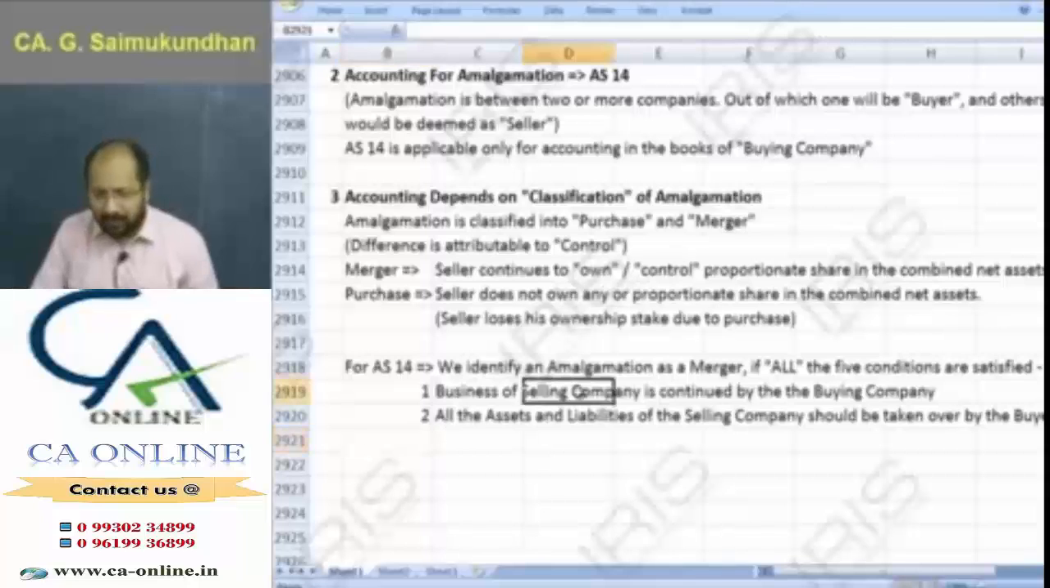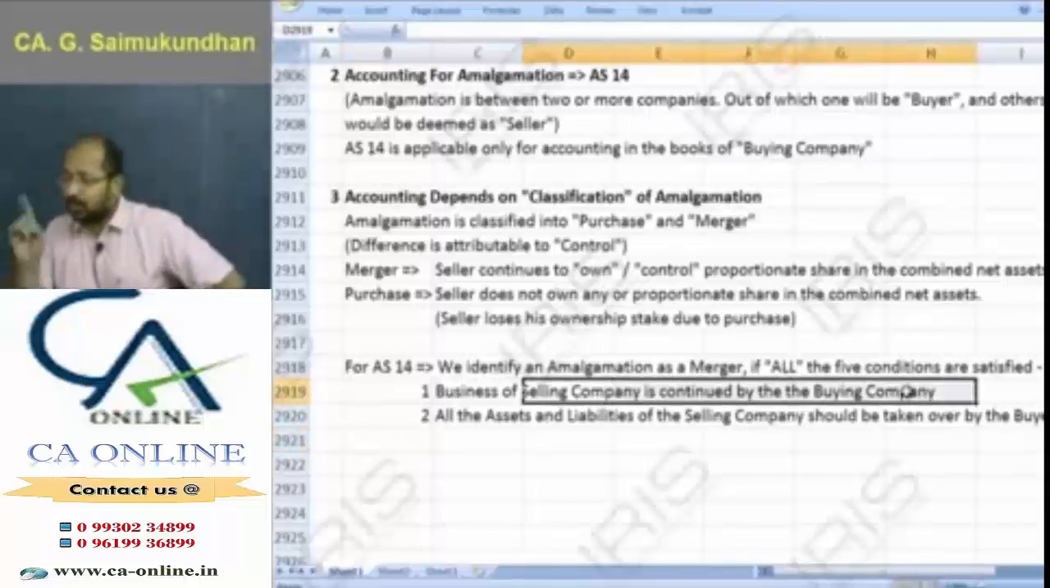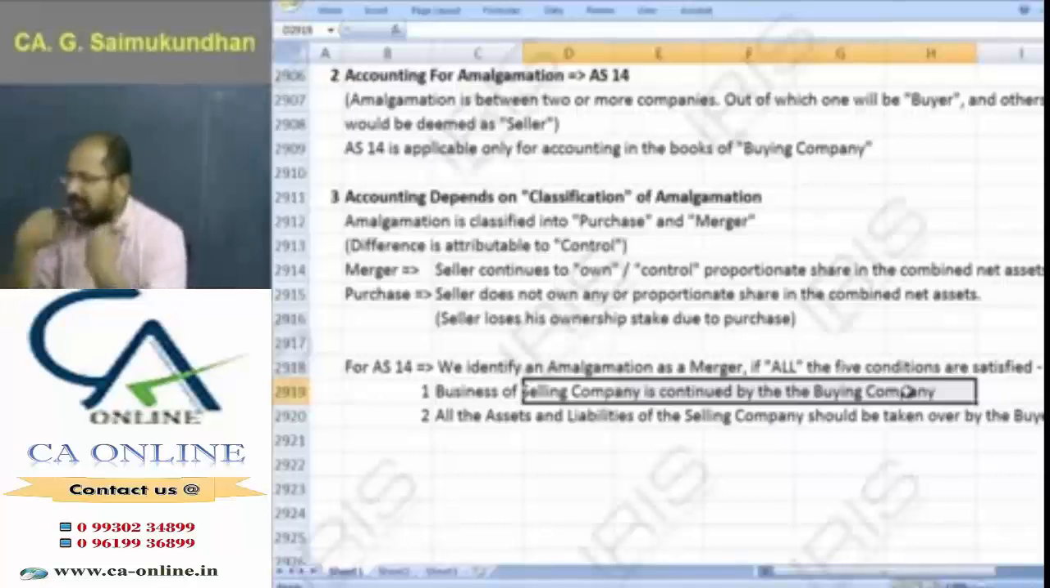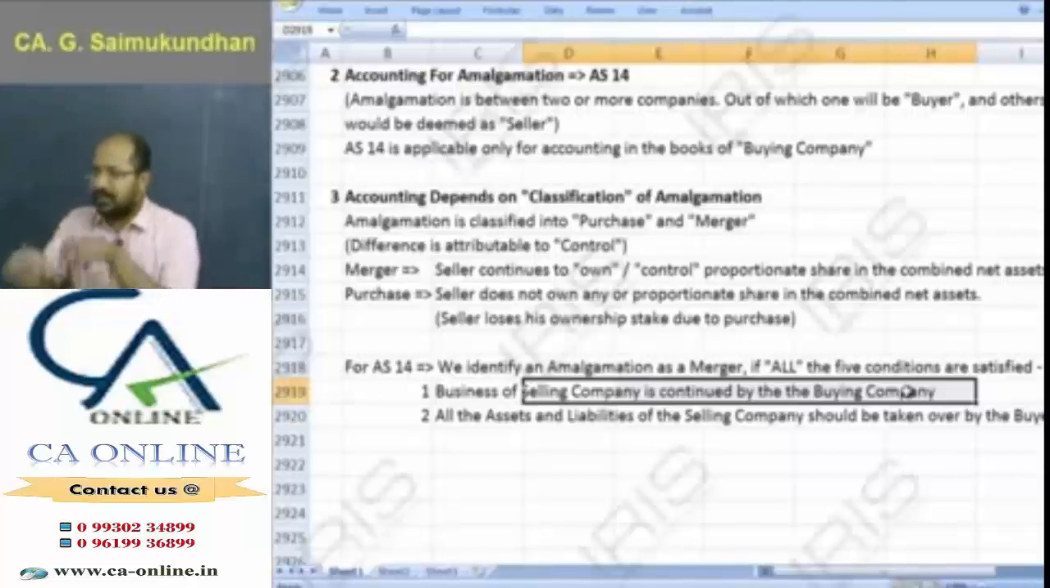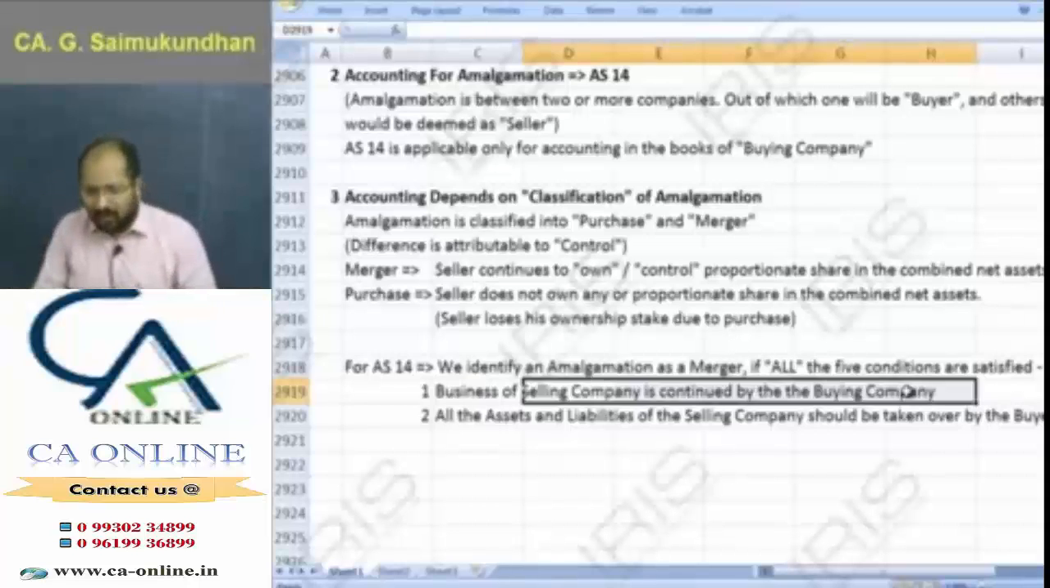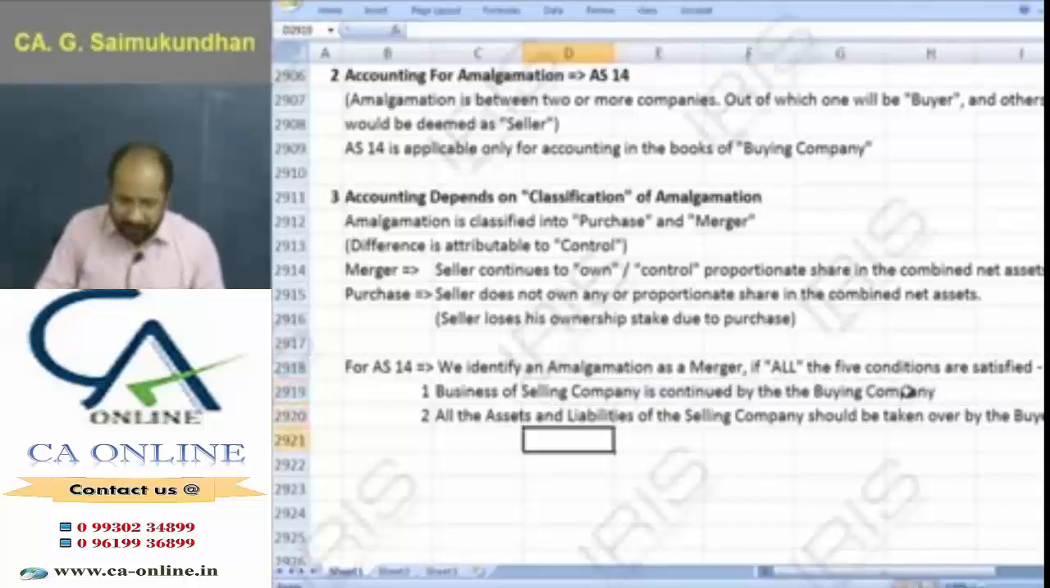The concept, in terms of the first condition, is that since I am going to continue the same business, I should continue to own the same set of assets. I cannot selectively choose some assets at all. But anyway, look at this idea on a standalone basis. All assets and liabilities of the selling company should be taken over by the buying company.